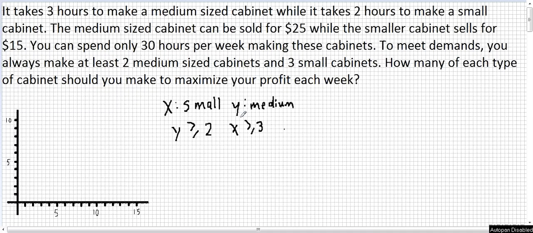Next, let's take a look at the time constraint. We only have 30 hours to make these cabinets. We have 2 hours to make each small cabinet, so the amount of time that we spend making small cabinets is 2 multiplied by x, and the amount of time that we spend making the medium-sized cabinets is 3 times y. If we add them together, we find the total amount of time that we spend making these cabinets each week, and this quantity cannot exceed 30 hours.